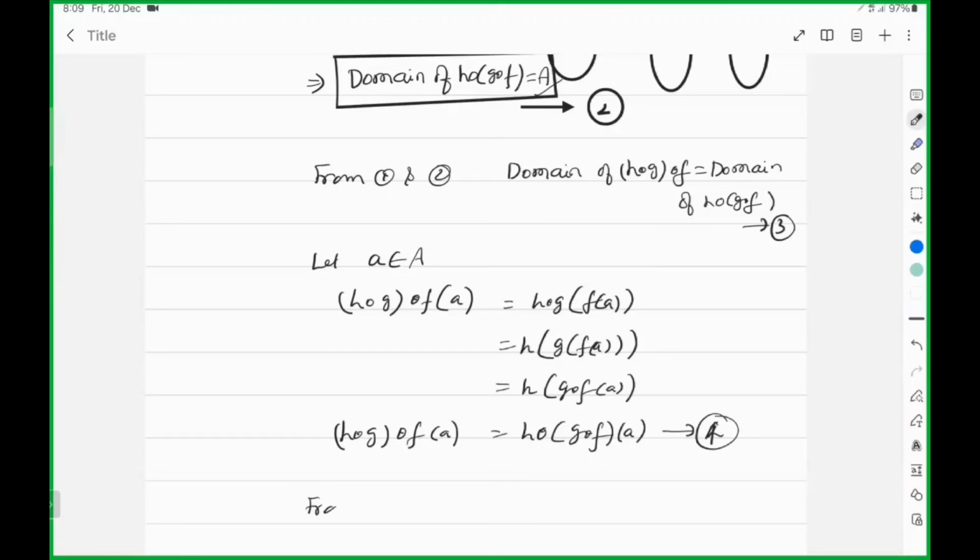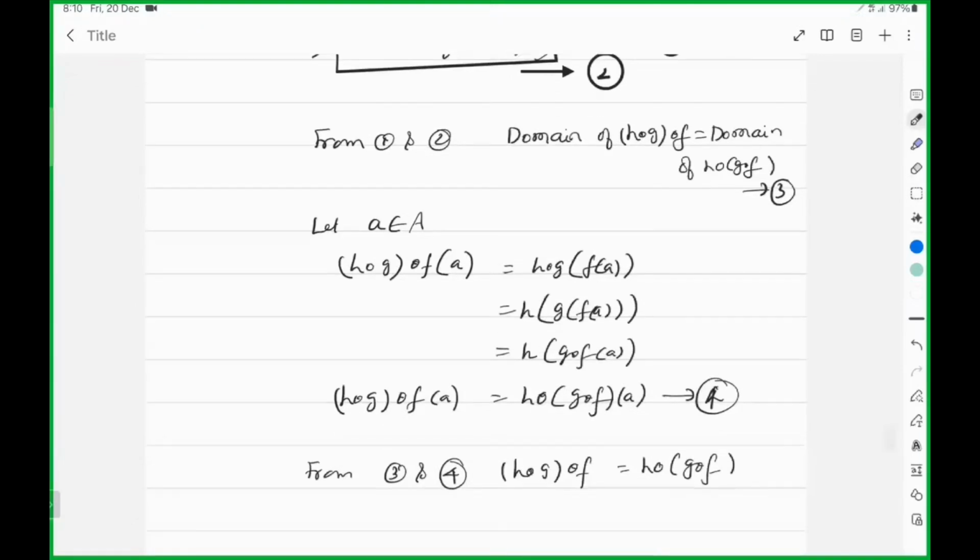From 3 and 4, I can conclude that the functions are equal. Right? Whenever you prove two functions are equal, you have to prove the domains are equal as well as the ranges are equal.